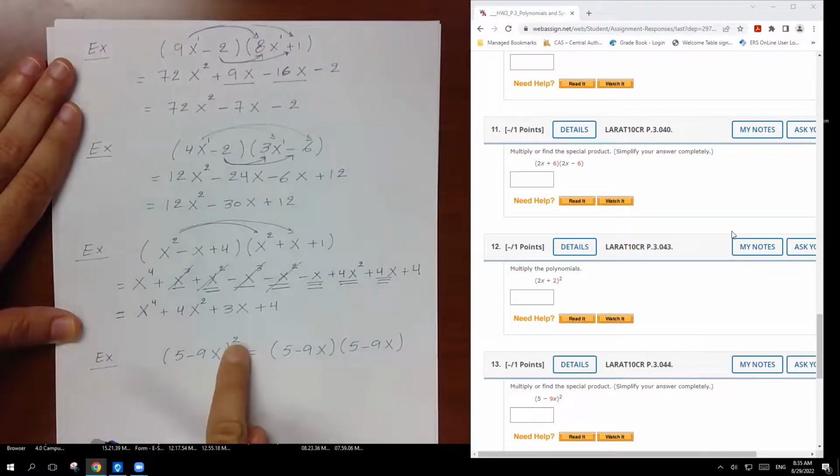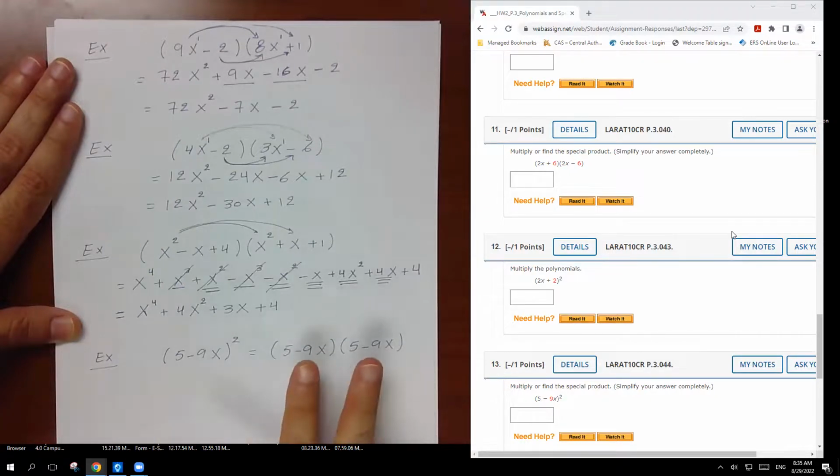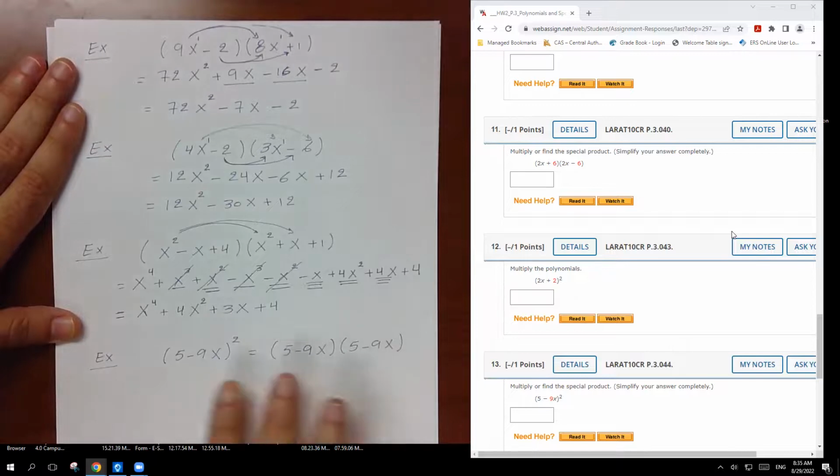If you have 3, that means it's going to be 3 parentheses. If you have 4, that means it's going to be 4 parentheses. You're going to do the same thing. Multiply the first 2 parentheses, and the result you're going to multiply with the third one. It depends on how many parentheses you have. So for this example, we have only squared, so it's going to be 2 parentheses.